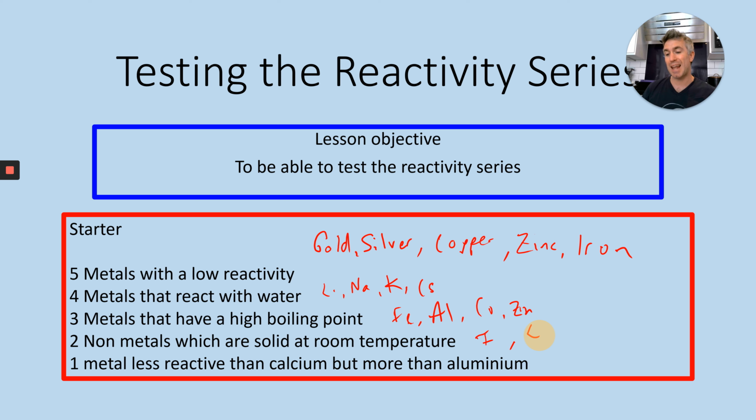And 1 metal less reactive than calcium, but more than aluminium. So if you look at your reactivity series, most reactive at the top, less reactive at the bottom. What's an element between calcium and aluminium? Magnesium is a good example. So we've done the starter.